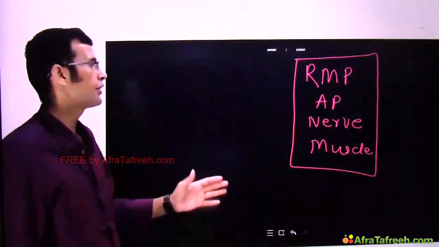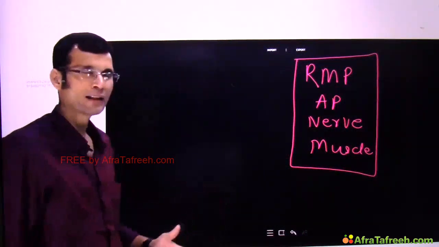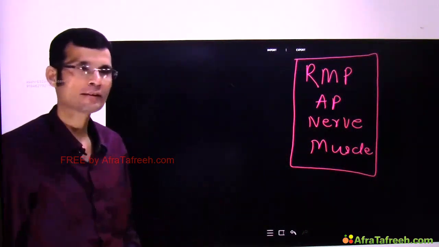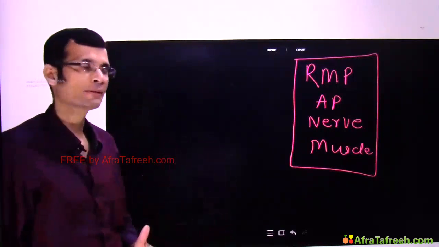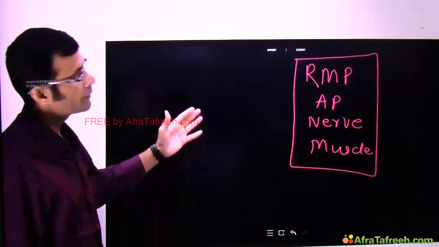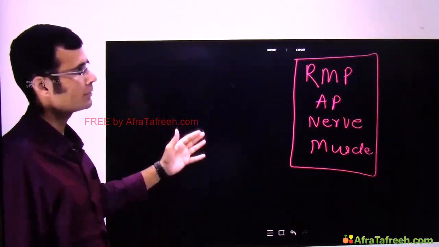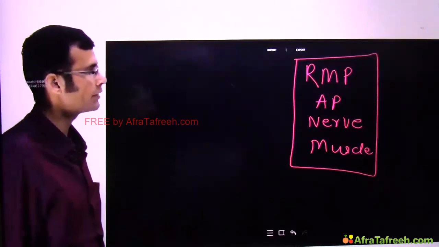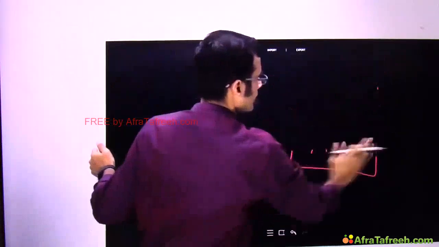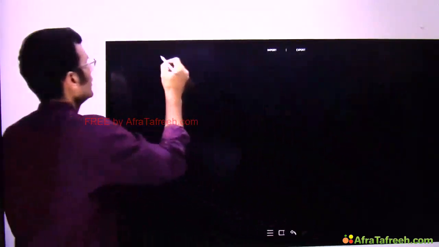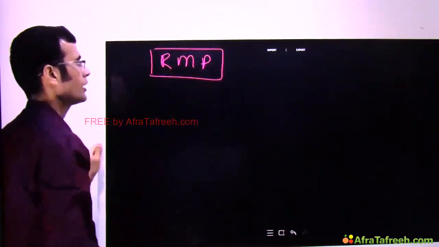After we have learned the general physiology and the discussion on channels and transport processes, now we will see the physiology of nerve and muscle. It will be discussed under these headings: the resting membrane potential, action potential, and nerve and muscle physiology. Let's begin with the first topic, that's RMP, the origin and development of the resting membrane potential.